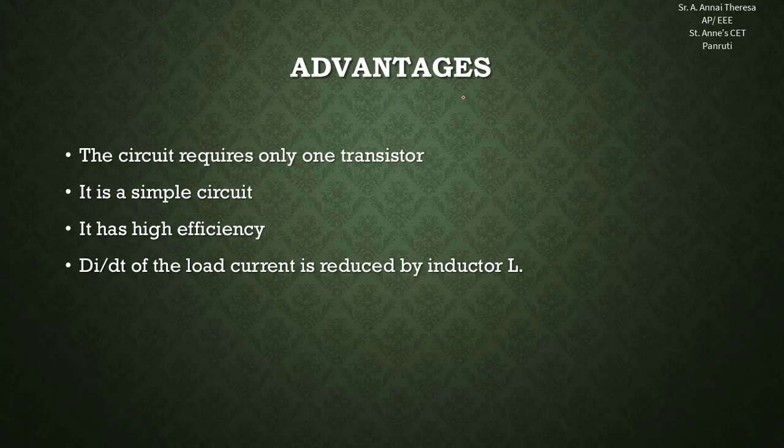Now we can see the advantages. So in this circuit, we have used only one thyristor, maybe BJT or MOSFET or IGBT, any one transistor we can use. Okay, it is a simple circuit also, and its efficiency is very high, and the di by dt of the load current is reduced by the inductor L. Okay, so these are the advantages.